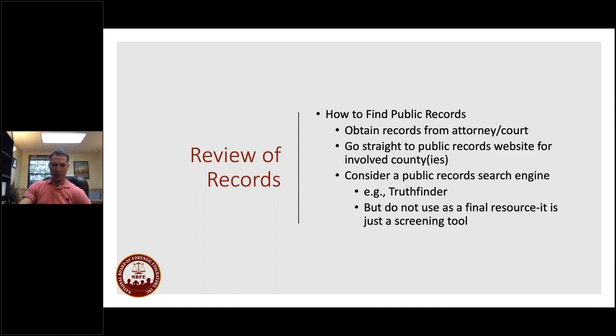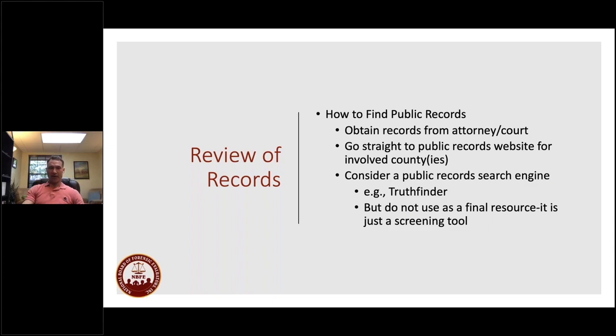Now, how do you find public records? Well, you start with the records you get from the attorney or the court. Then maybe you go to that county's public records online database and see what else pops up for this client. Or you do the arrest inquiries for your region or your county. But that won't tell you if in other areas they had arrests.